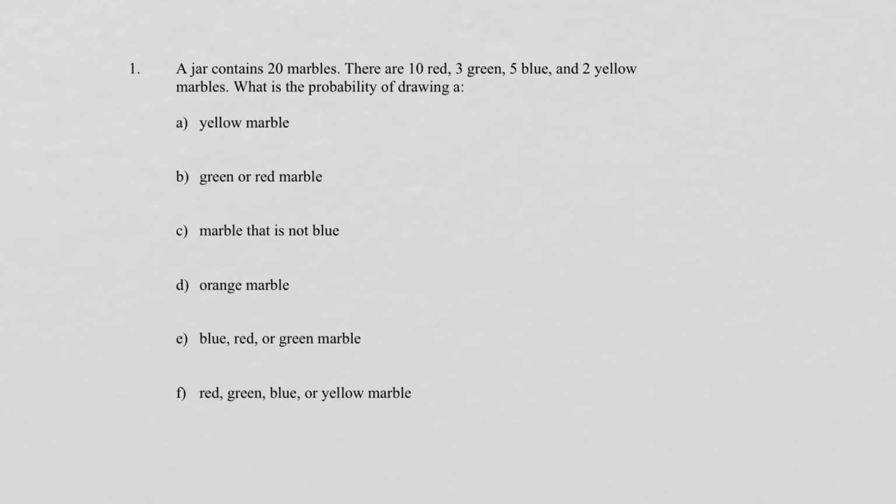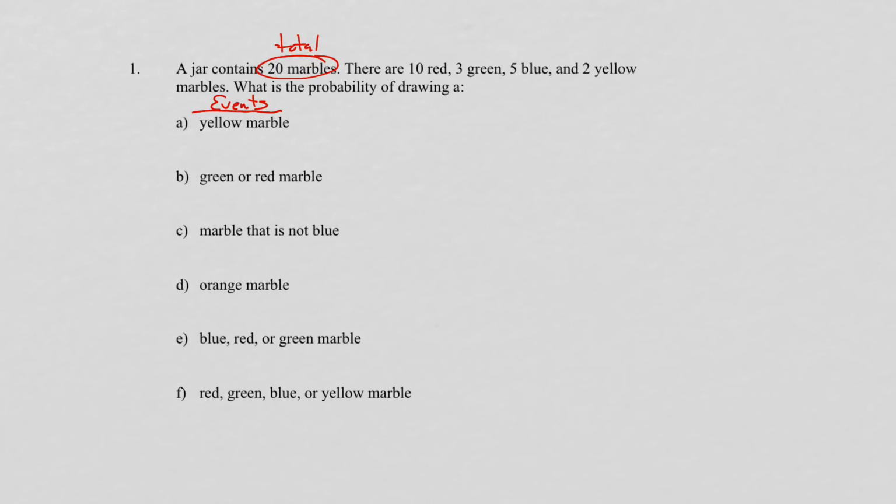A jar contains 20 marbles. When we talk about probability here, we're going to talk about theoretical probability. We're not going to actually do experiments with this. This is just favorable over possible. Once you know this information, this is your total number you're going to use over and over again as your denominator, and then these are your events. The event of drawing a yellow marble, the event of drawing a green or red marble, for example.